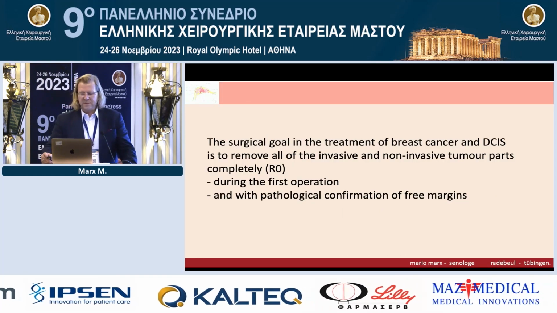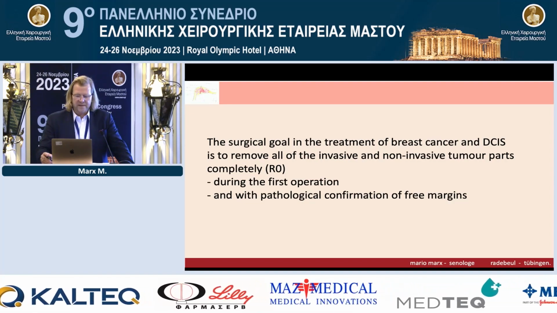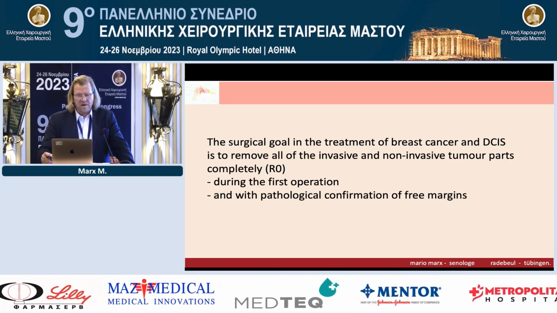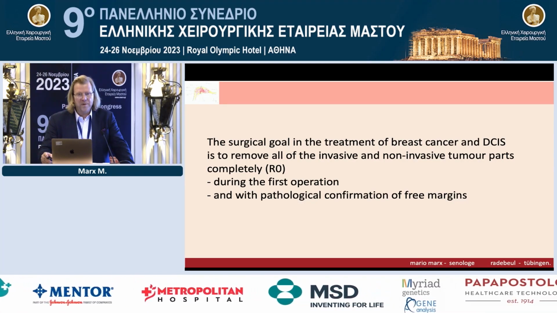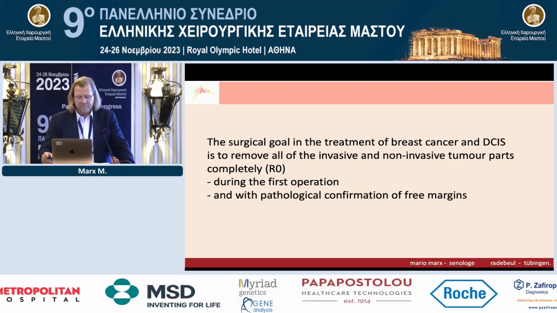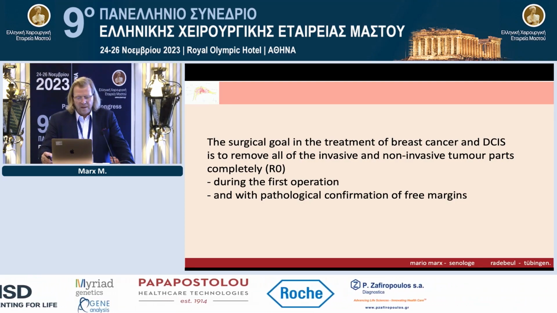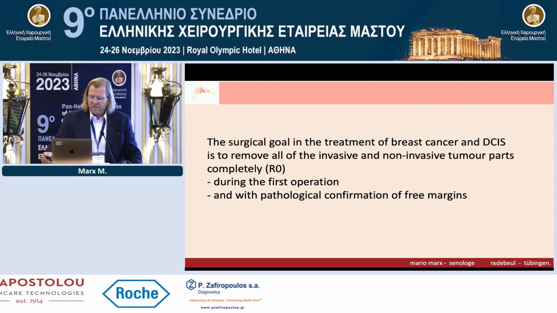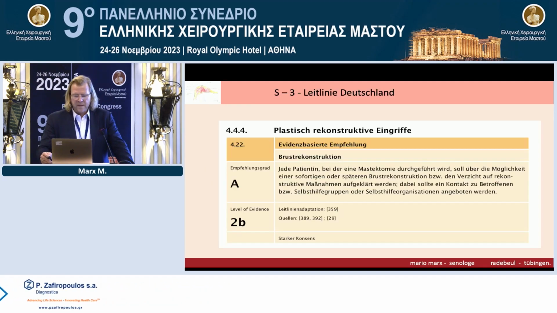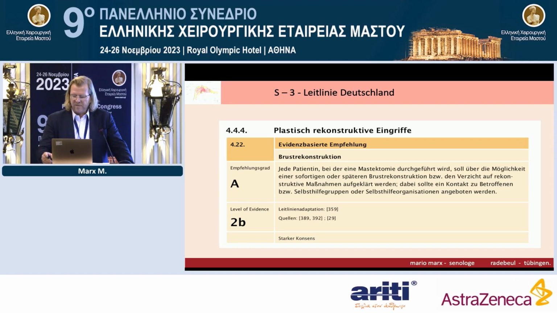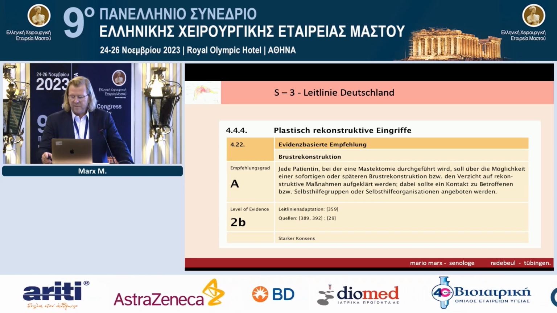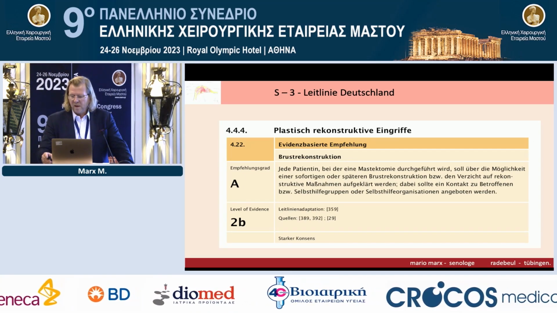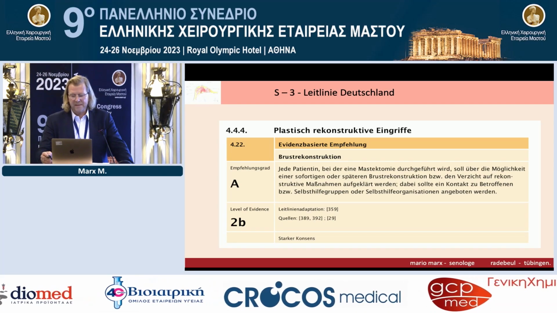The surgical goal in the treatment of breast cancer and DCIS is to remove all of the invasive and non-invasive tumor parts completely, R0, during the first operation and with pathological confirmation of free margins. By the German S3 guidelines, every patient should be informed and offered a breast reconstruction in the case of mastectomy. They should be informed about all the different surgical techniques.